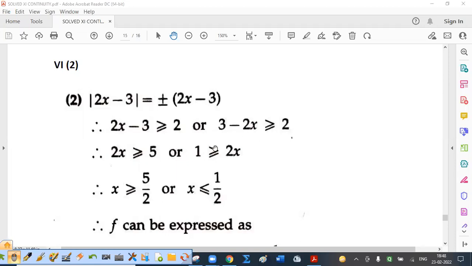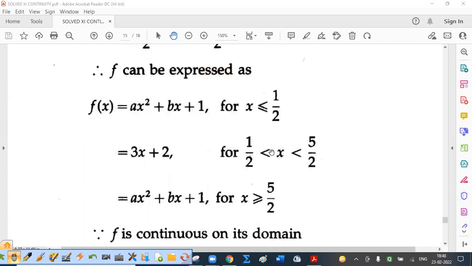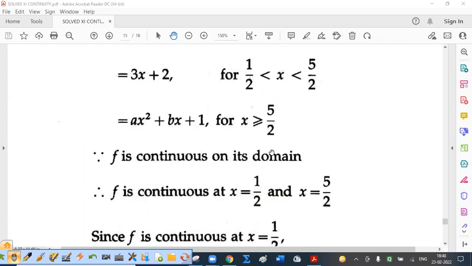Actually, the second sum, we have solved a similar sum in MCQs. So first, you should try this before you refer to the solution.